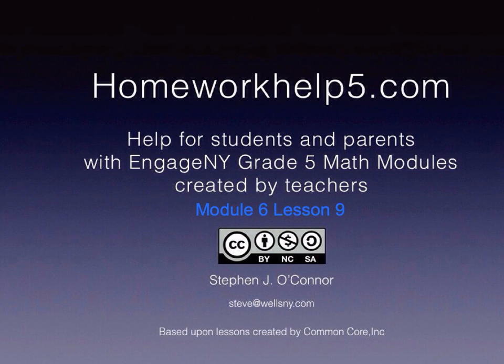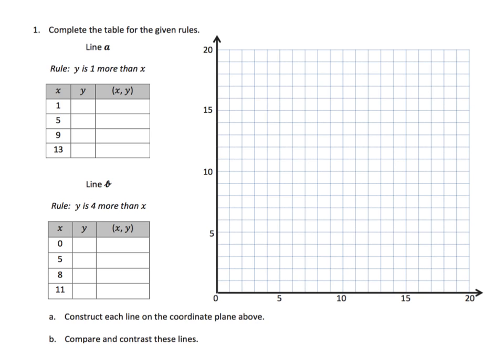This screencast pertains to the materials in Module 6, Lesson 9, where we generate two number patterns from given rules, plot the points, and analyze the patterns. This is based upon the practice set, and it closely parallels what you'll see in your homework. For number one, we're going to construct a pair of lines and make some generalizations about them, and then finally make a third line based upon what we figured out based upon the patterns of the first two lines.